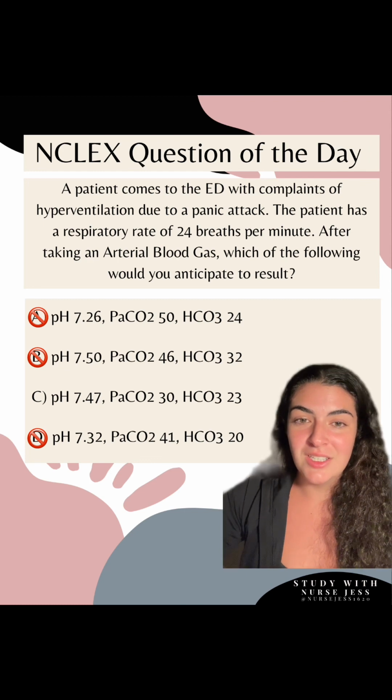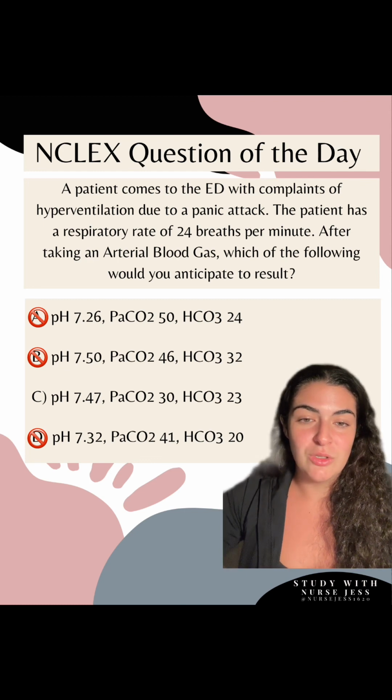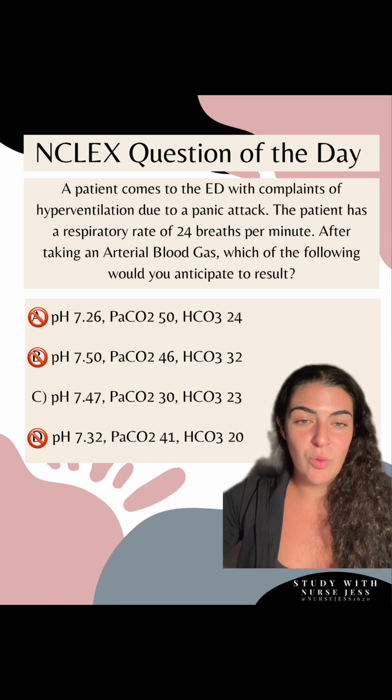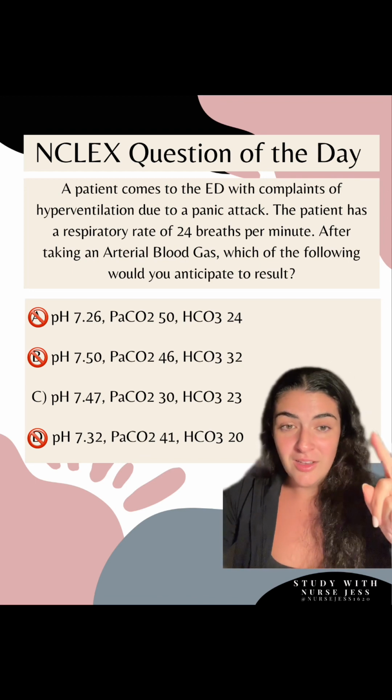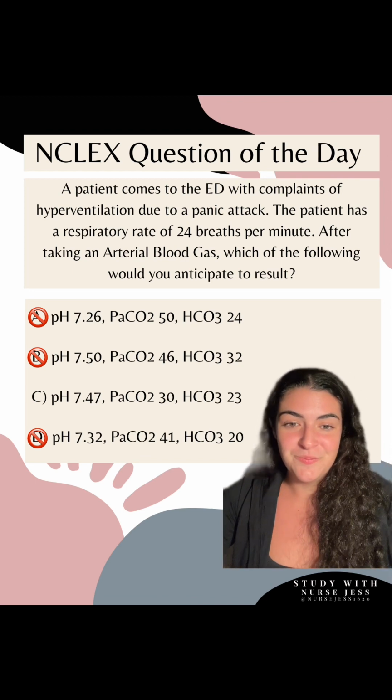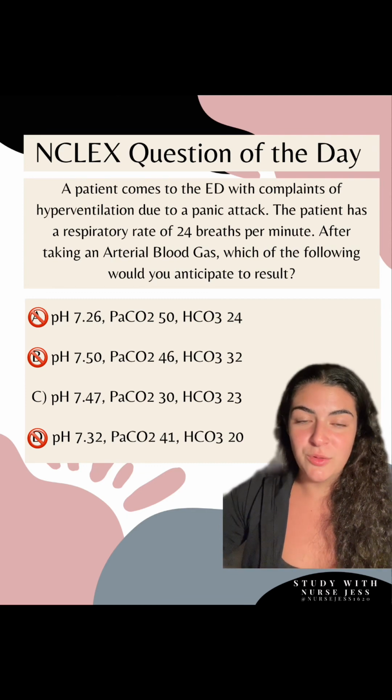However, if I finish this, my bicarb, which is HCO3, is 32. Normal range is 22 to 26. This is high, metabolic equal to my pH, which is also high, so this patient is in metabolic alkalosis, not my hyperventilating patient.